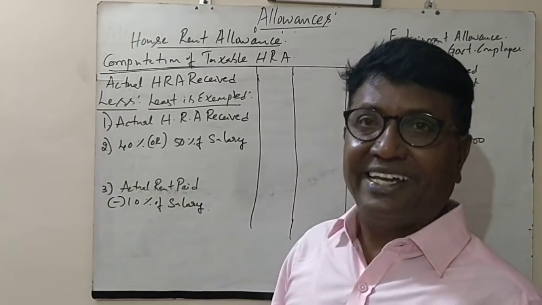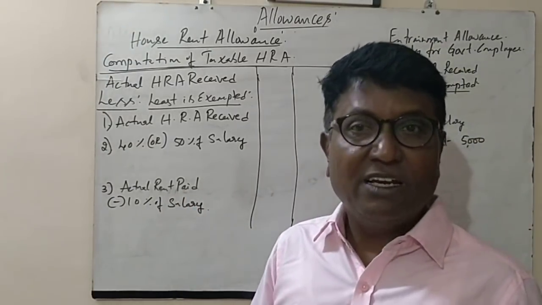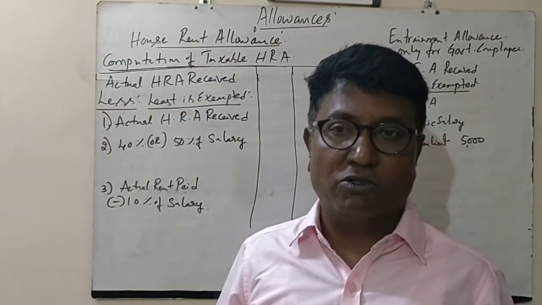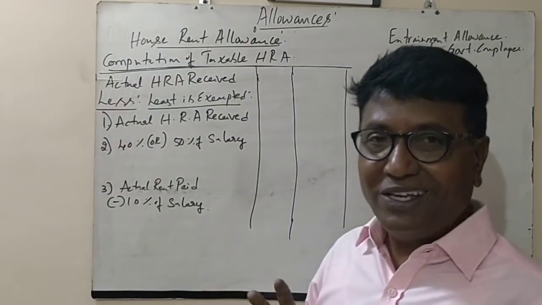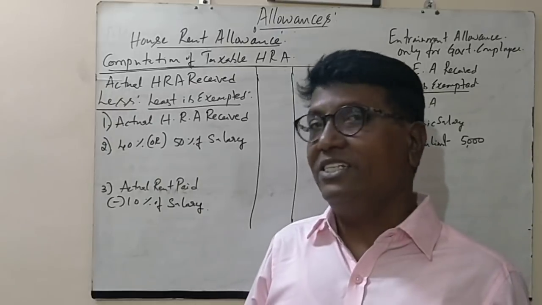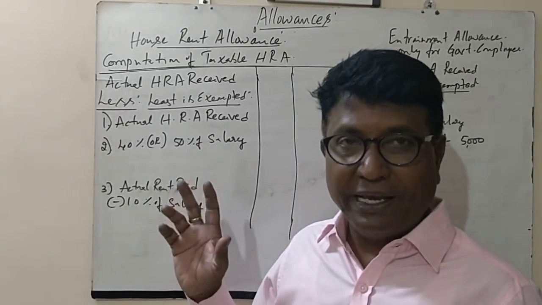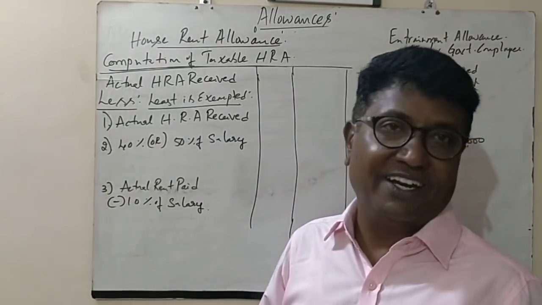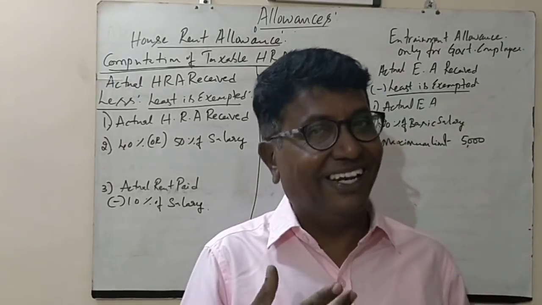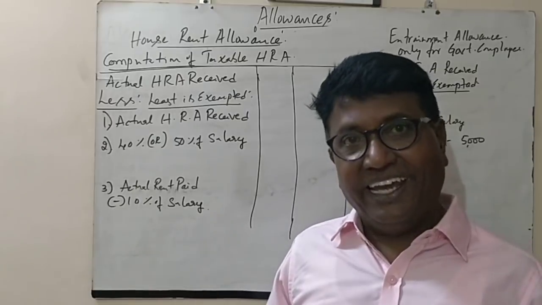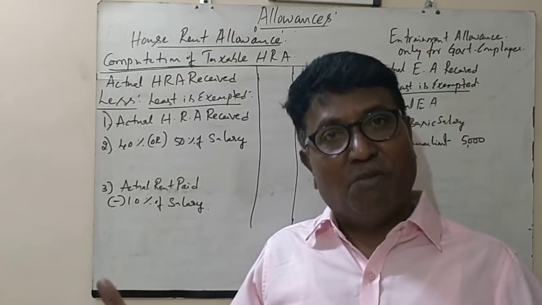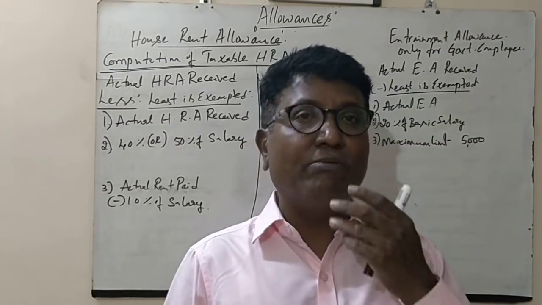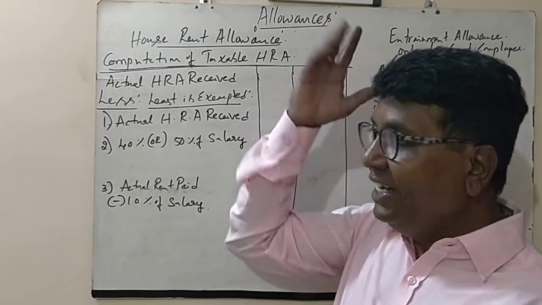If the employee is staying in his own house and is not paying any rent, then the HRA is fully taxable. It is nowhere exempted, because he is staying in his own house. Second, if the employee is staying in a house but not paying any rent, say for example, in his mama's house, meaning his father-in-law's house, then definitely he will not be paying any rent. Then also, whatever HRA he receives from the employer company is fully taxable.